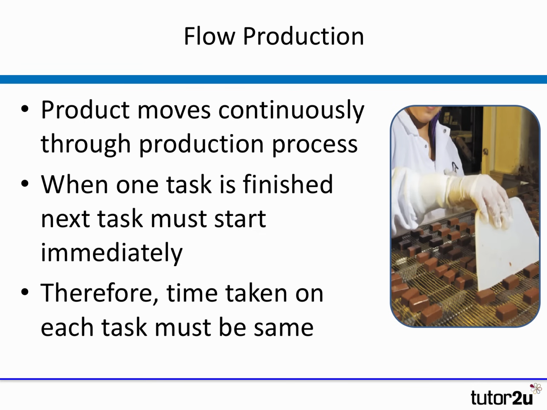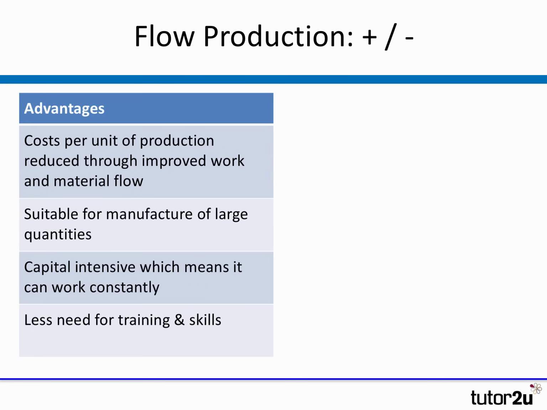So flow production is the next stage. Now, the difference here with flow production is that the product is not moving from one stage to another along with its batch, but it's continuously moving through the production process. And this requires some quite sophisticated production planning. Literally, when one task is finished, the next task must start immediately because the production flow line can't be stopped or shouldn't be stopped. A key part there of flow production, therefore, is that each task must take the same amount of time.